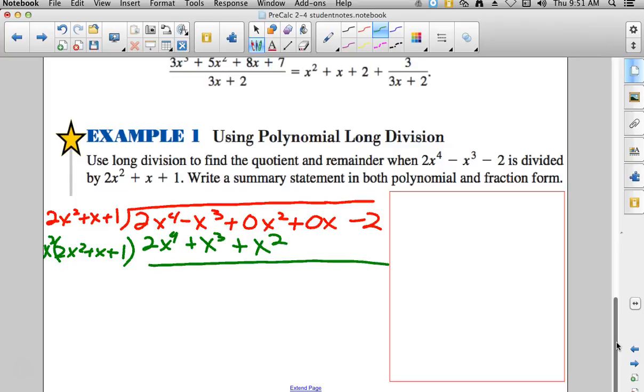You can already see how it's helpful to have that x squared placeholder in there. Now, important step, change the signs. Think about it as adding. 2x to the fourth plus a negative 2x to the fourth will be 0. It worked. Let's put it up here. And then we just go with the rest of it, see what we have left. So negative 2x to the third minus x squared. What would we normally do?